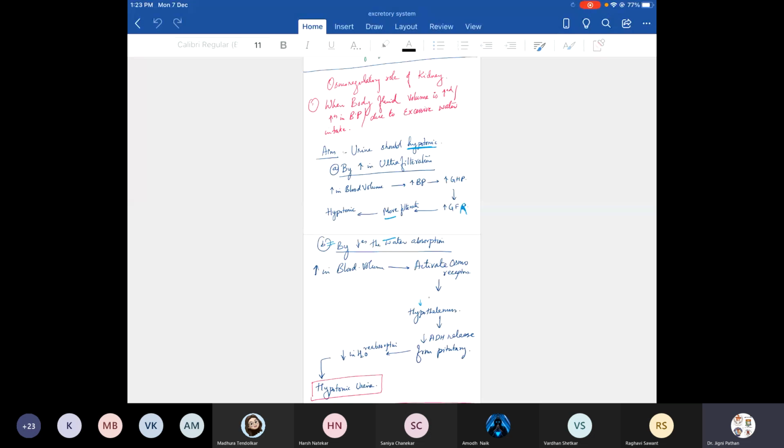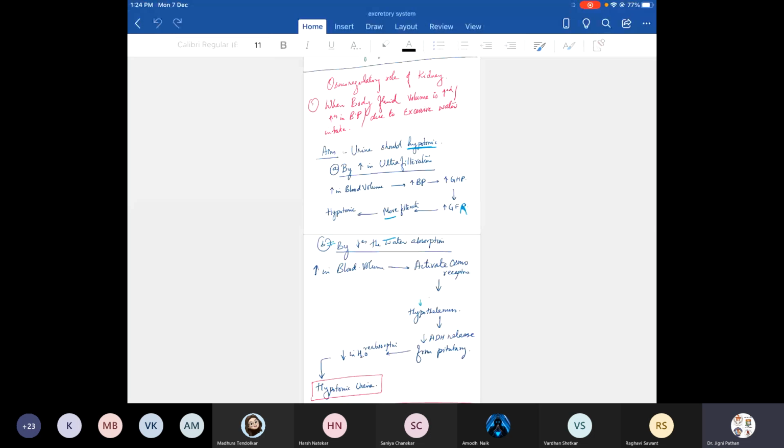How by increasing the ultrafiltration? Whenever the blood reaches the nephron, it tries to remove more filtrate. When it removes more filtrate, it can remove more water outside. That is, when there's an increase in blood volume, there's an increase in blood pressure. That increase in blood pressure leads to an increase in glomerular hydrostatic pressure, which increases the glomerular filtration rate. The rate of filtration is more and more filtrate is formed, and that leads to hypotonic urine. So you're removing more water there.